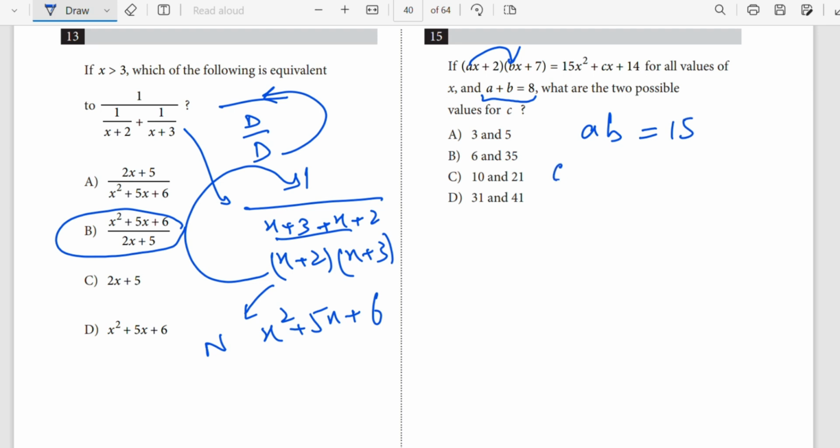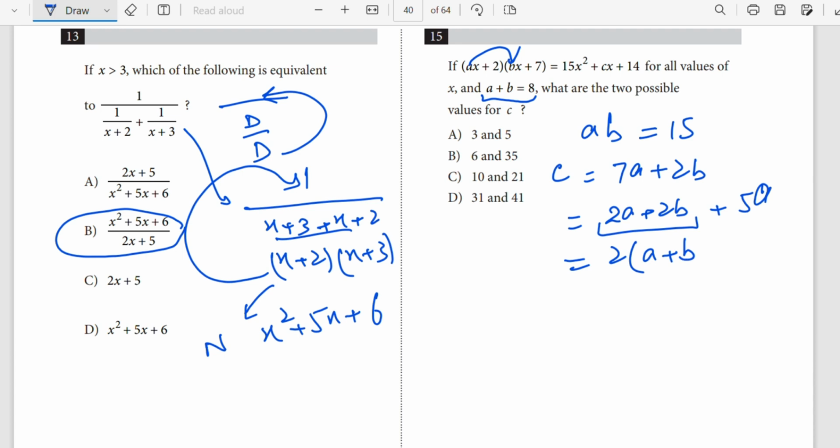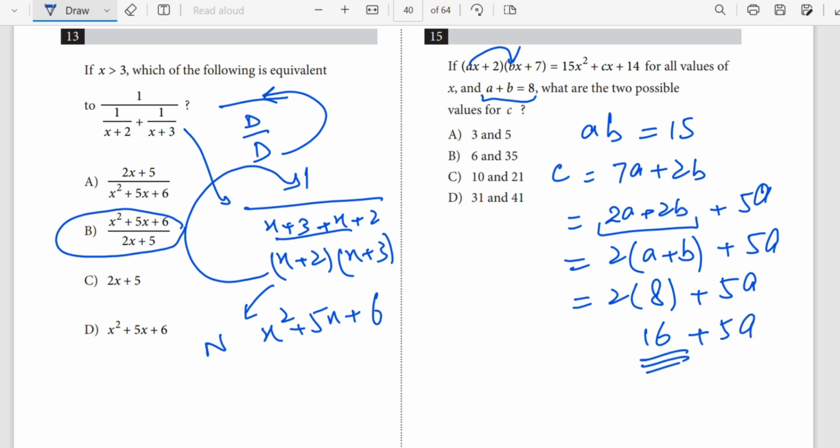And what is c? C is equal to 7a plus 2b. You can write 2a plus 2b plus 5a. So this one, 2 times a plus b plus 5a. So what is a plus b? A plus b is 8. So 2 times 8 plus 5a, that is 16 plus 5a. The minimum answer should be 16.